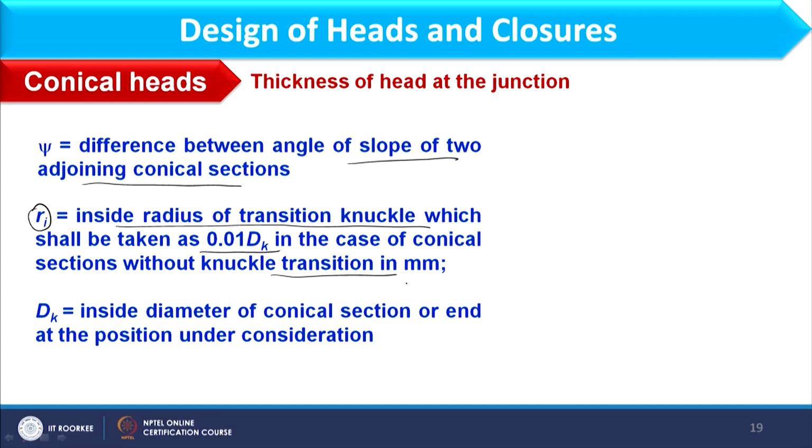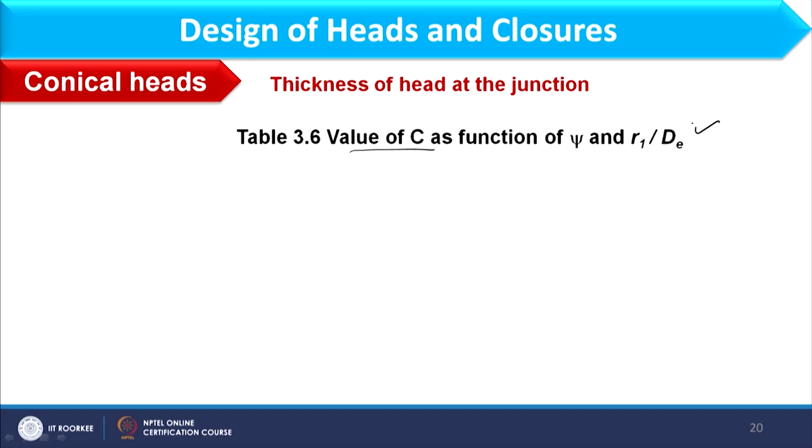And what is dk? It is the inside diameter of conical section or end at the position under consideration. So wherever I am finding the thickness, diameter at that particular section will be denoted as dk. For example, if I am finding at the junction, dk will be equal to di, inner diameter at that particular section.